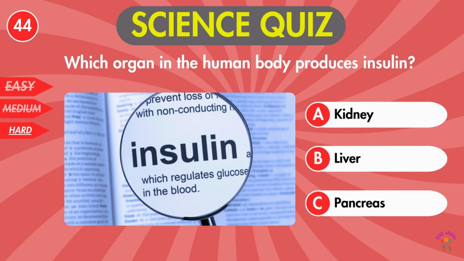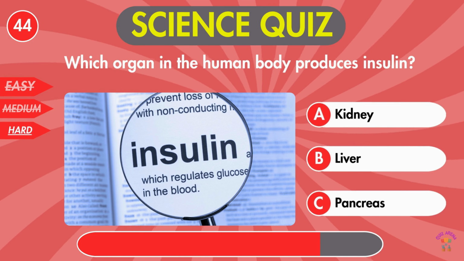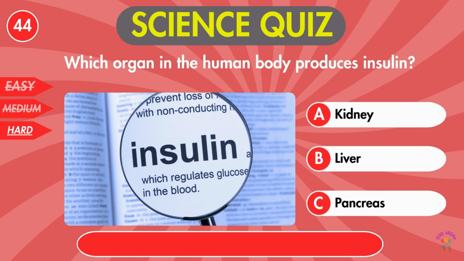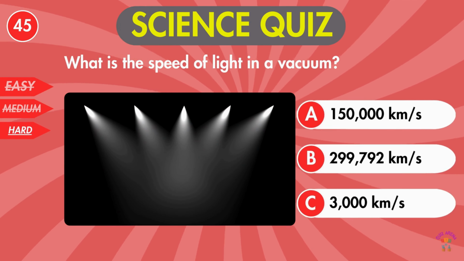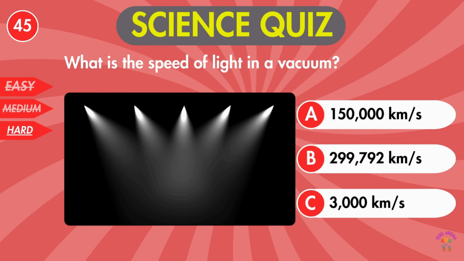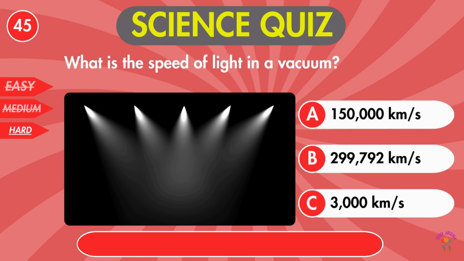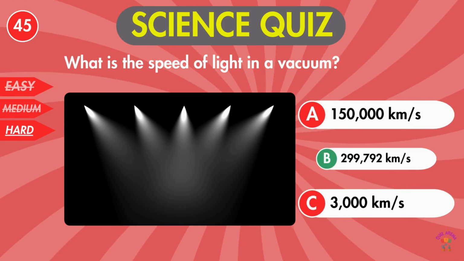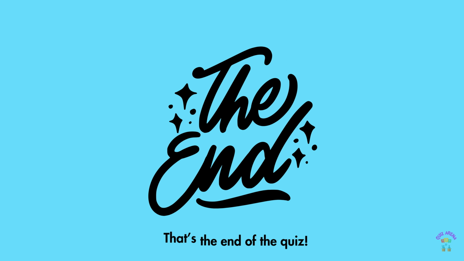Which organ in the human body produces insulin? Pancreas. What is the speed of light in a vacuum? 299,792 kilometers per second. That's the end of the quiz.